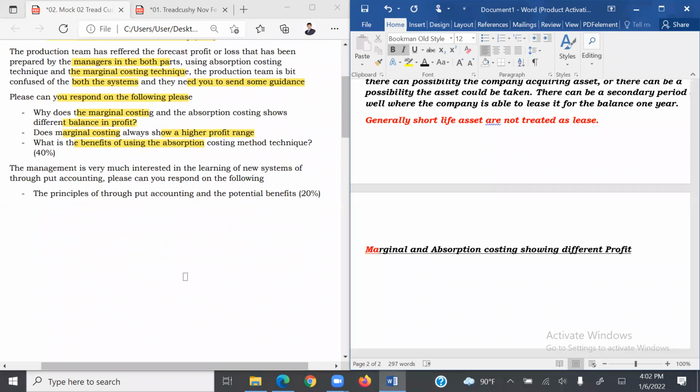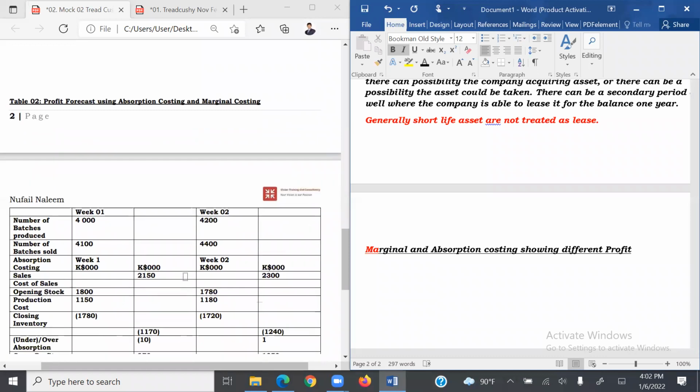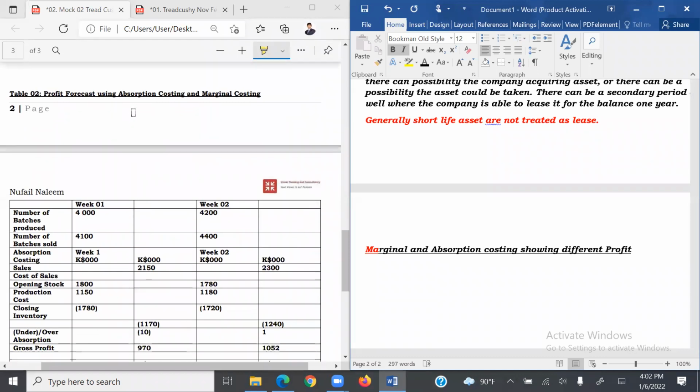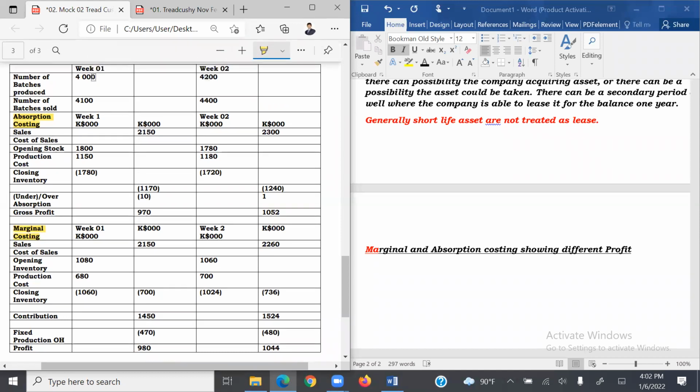Now, let's go to the last one later, but let's go through this one, students. Here you have a table. The first one is absorption costing and then marginal costing. I believe you can see here, this is absorption costing, and then they have given you marginal costing, the same calculation as well. Number of batches produced, number of items sold. If you observe here, students, you are selling more than what you are producing. So the inventory is reducing.